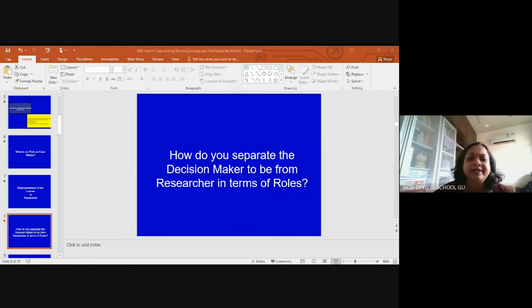The second, on the other hand, is a researcher, who uses existing knowledge to generate new knowledge for theory and applications. So what the researcher does is they try to use the existing knowledge to generate new knowledge for theory and the applications. So when you start a journey of case writing, you can see these are the key milestones.